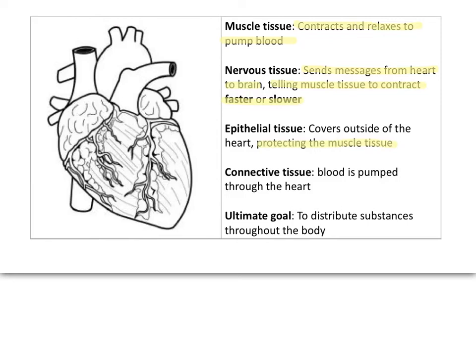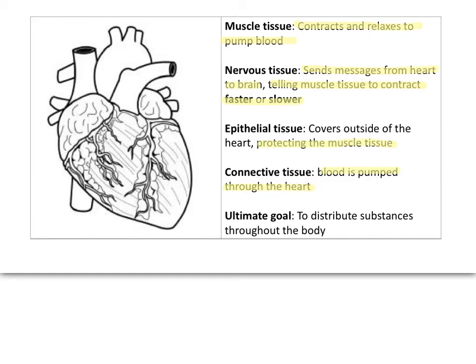So our epithelial tissues, they're the protectors. They cover everything so you don't have any damage. And then the last is the connective tissue. So blood is an example of connective tissue because blood transports nutrients throughout the body. The blood is pumped through the heart with the purpose of going around the body.